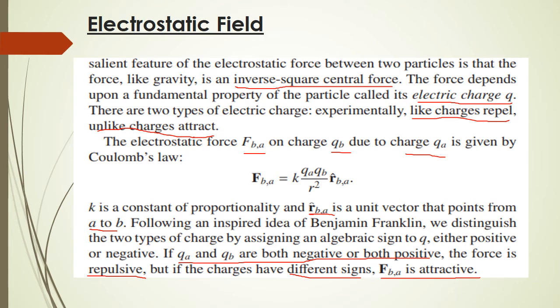If QA and QB are both negative or both positive, the product is positive, minus into minus is plus and plus into plus is plus, and the force is repulsive. If the charges have different signs, then F_BA is attractive. So electrostatic force, unlike gravitational force, can be either repulsive or attractive. That is the difference between these two types of forces.